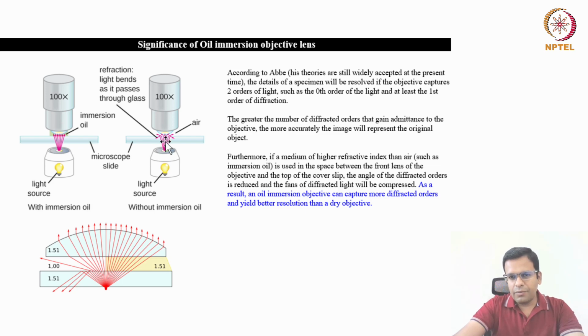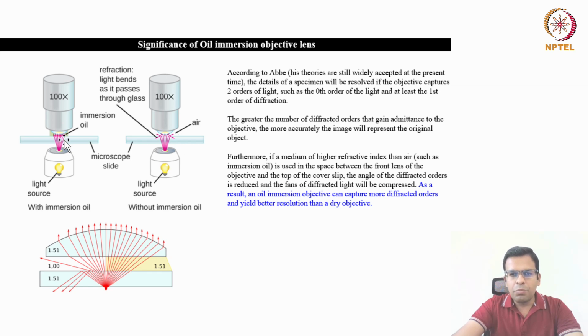Because of the presence of air, what will happen when the light rays coming from your light source pass through the sample? They will diffract more because they are entering from one medium, that is glass, into the other medium, that is air, and then they will enter the objective lens. So only a few rays can enter the objective, and most of the rays will get diffracted.